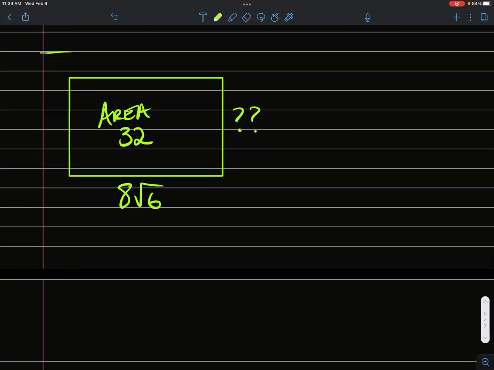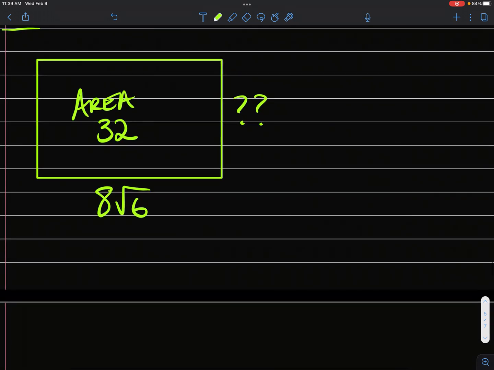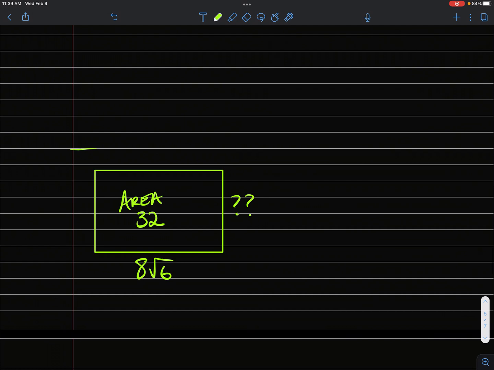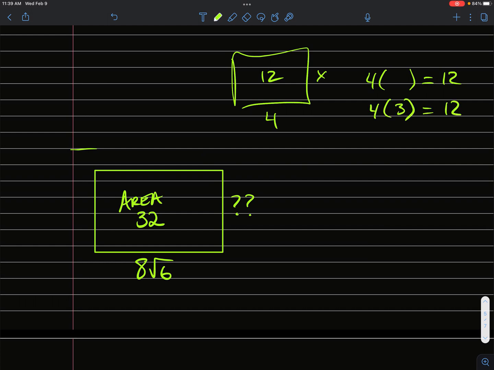All right, 2 more problems. So I got an area, and I have a side length. Now, say this was 4, we don't know what this is, and this is 12. 4 times what gives me 12? 3. And the same concept. The area is 12. We divide by 4 because that's one side. We get the other side.